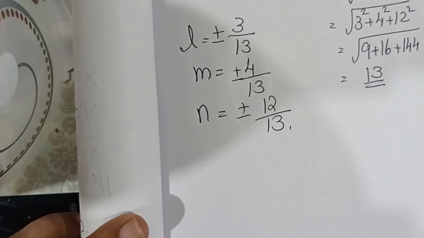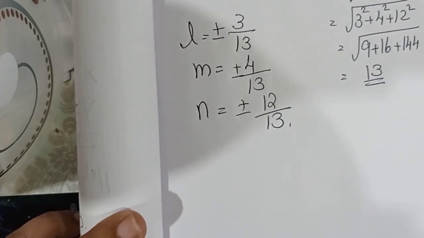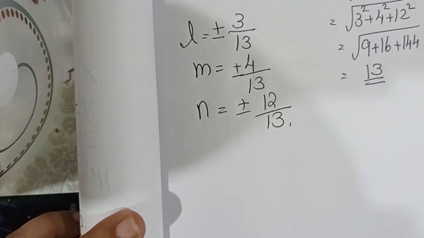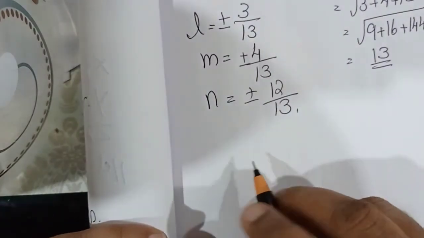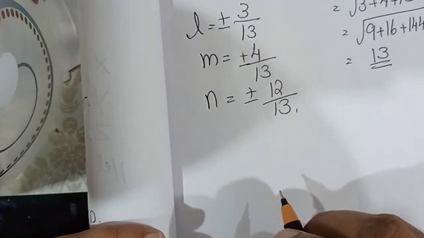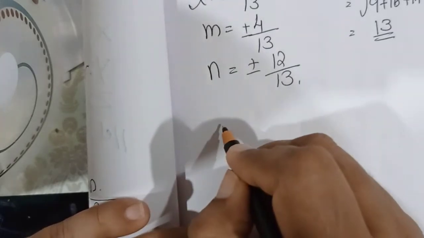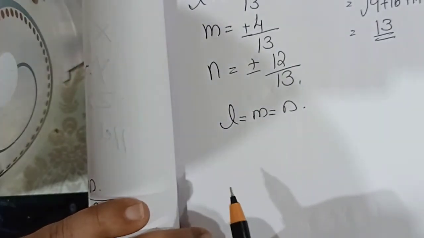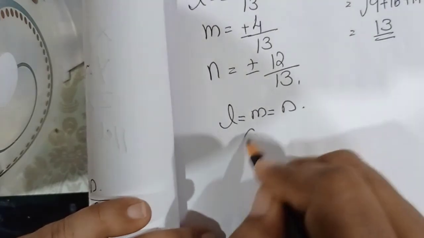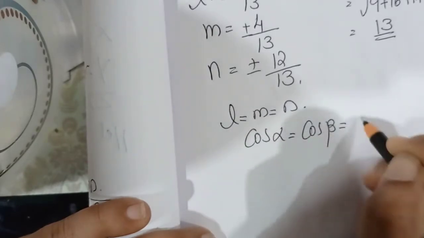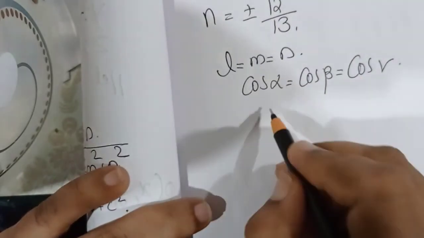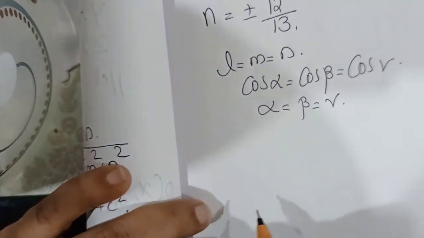Next one, find the direction cosines of the line that makes equal angles with the axis. Here, L equal to M equal to N, isn't it? That means cos alpha is equal to cos beta is equal to cos gamma. Or you can say that alpha equal to beta equal to gamma.